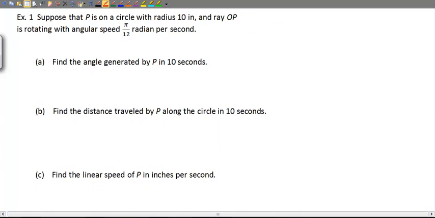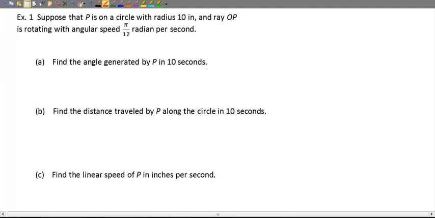This one says we suppose that we have P on a circle that has a radius of 10 inches. And as P is rotating around the circle, it's going to rotate at an angular speed of pi over 12 radians per second. The very first thing I'm asked to do here is to find the angle generated by P in 10 seconds.